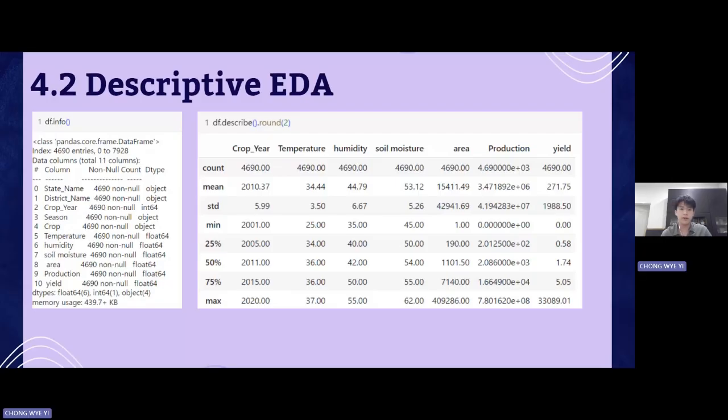Okay, now I'm going to continue with the descriptive EDA. On the left side is the basic info of our data set, and on the right side is the summary of the statistical data, which consists of mean, standard deviation, minimum, and maximum.